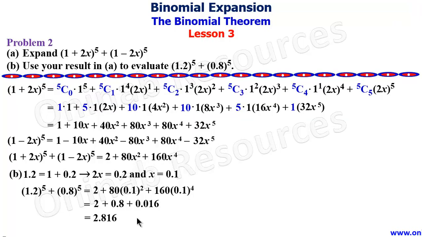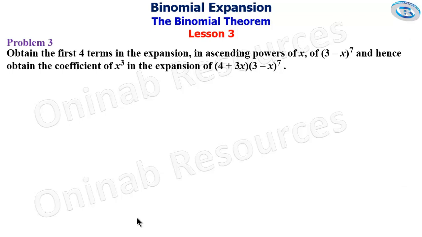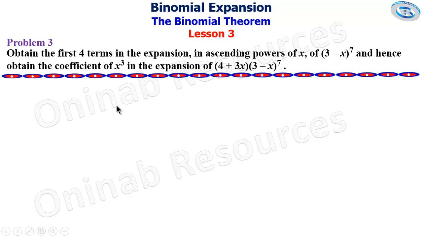We then go to problem 3. For problem 3, obtain the first 4 terms in the expansion in ascending powers of x of 3 minus x all to the power of 7, and hence obtain the coefficient of x cubed in the expansion of 4 plus 3x into 3 minus x all to the power of 7. So we start with the expansion first.